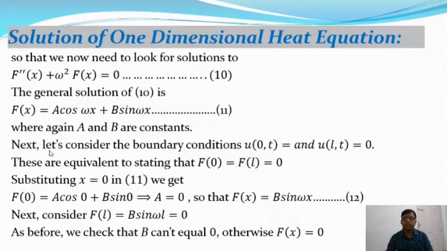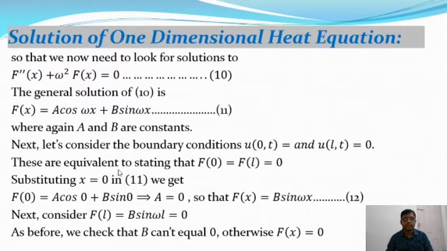Okay, next let's consider the boundary conditions u of 0 comma t and u of l comma t are equal to 0. So you know at x is equal to 0 and at x is equal to l, that means at the end point and at the beginning, the function u of x comma t is 0 for all values of t.